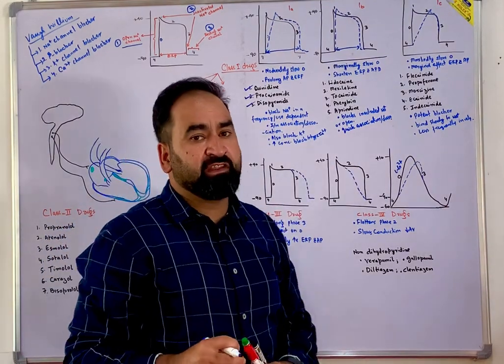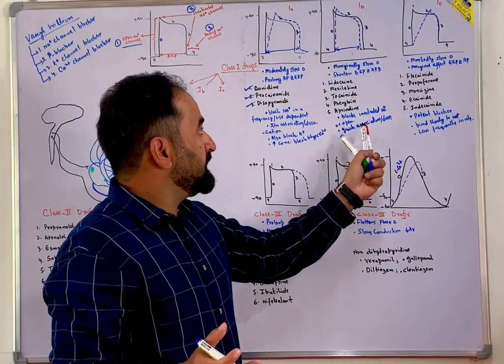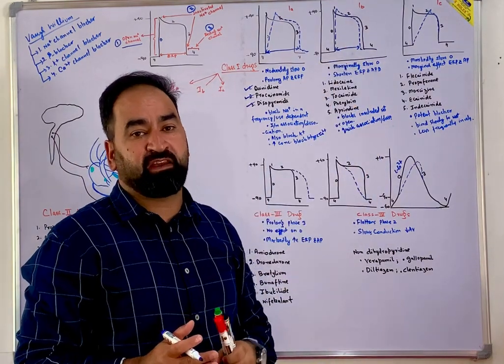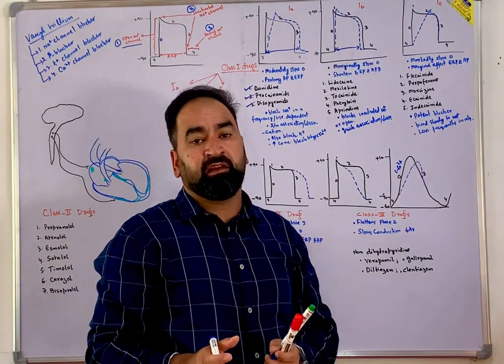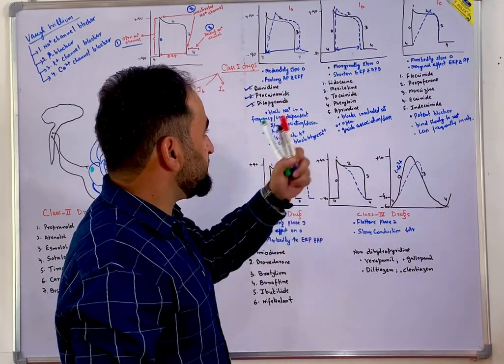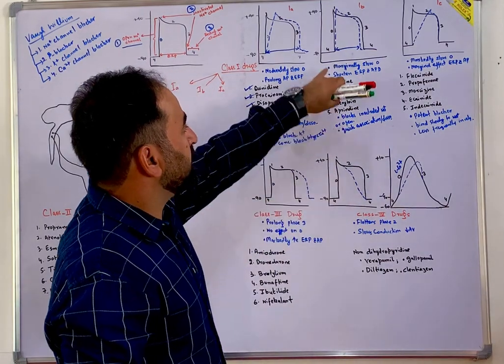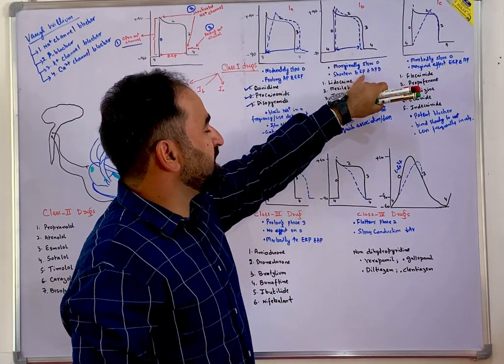The good thing is that it quickly associates and dissociates with the sodium channel. These drugs quickly associate with the sodium channel in the refractory period very quickly. Okay. Now see, we can say it shortens the ERP.